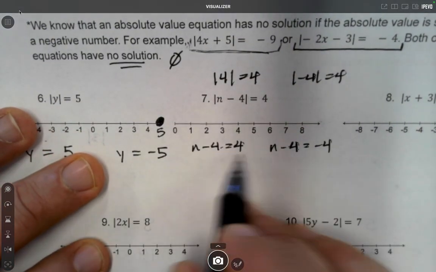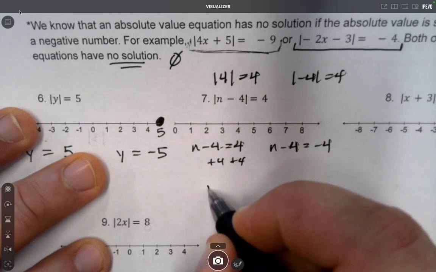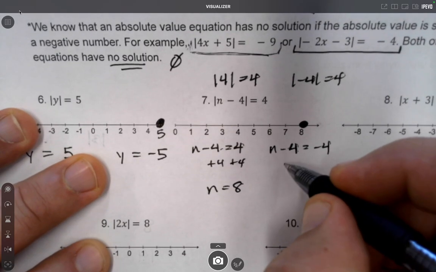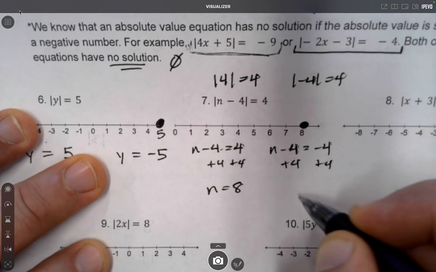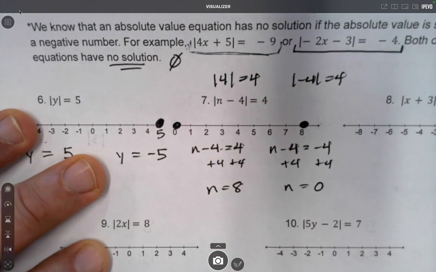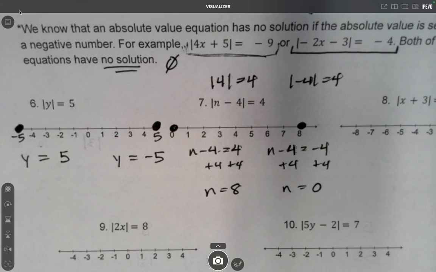Now that we've set these two scenarios up, we add 4 to both sides. We get n equals 8 as one possibility. Add 4 to this side and this side. We get 0, so 0 is the other possibility. So the two correct answers for this are 0 and 8.